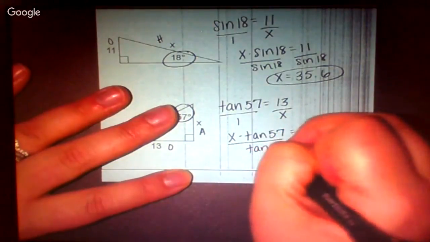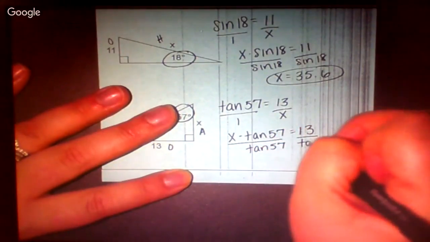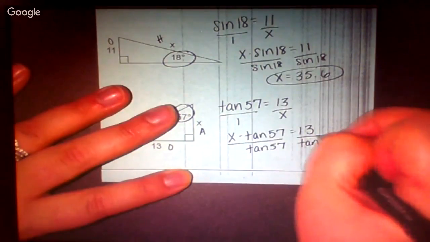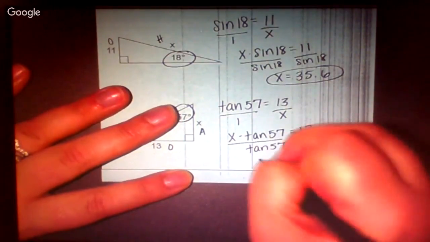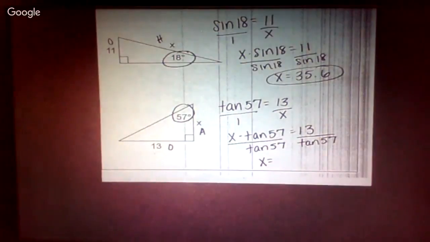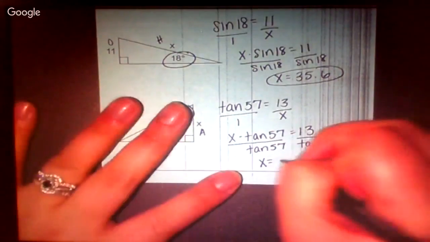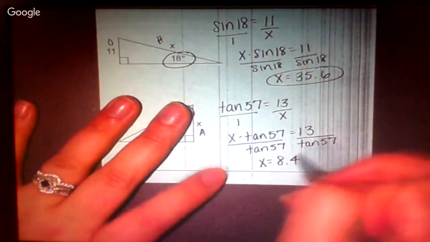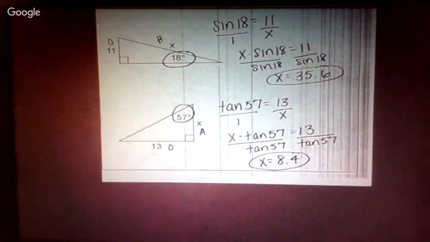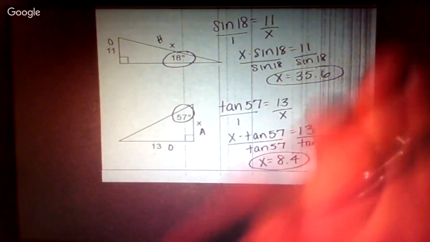Don't skip ahead, please. You're going to get everybody else confused. Tangent of 57. So I need to divide this time. When I divide, we get what? 8.4. Okay. Hold off on gluing that in. Let's get through these other 3 and we'll glue them both in at the same time.